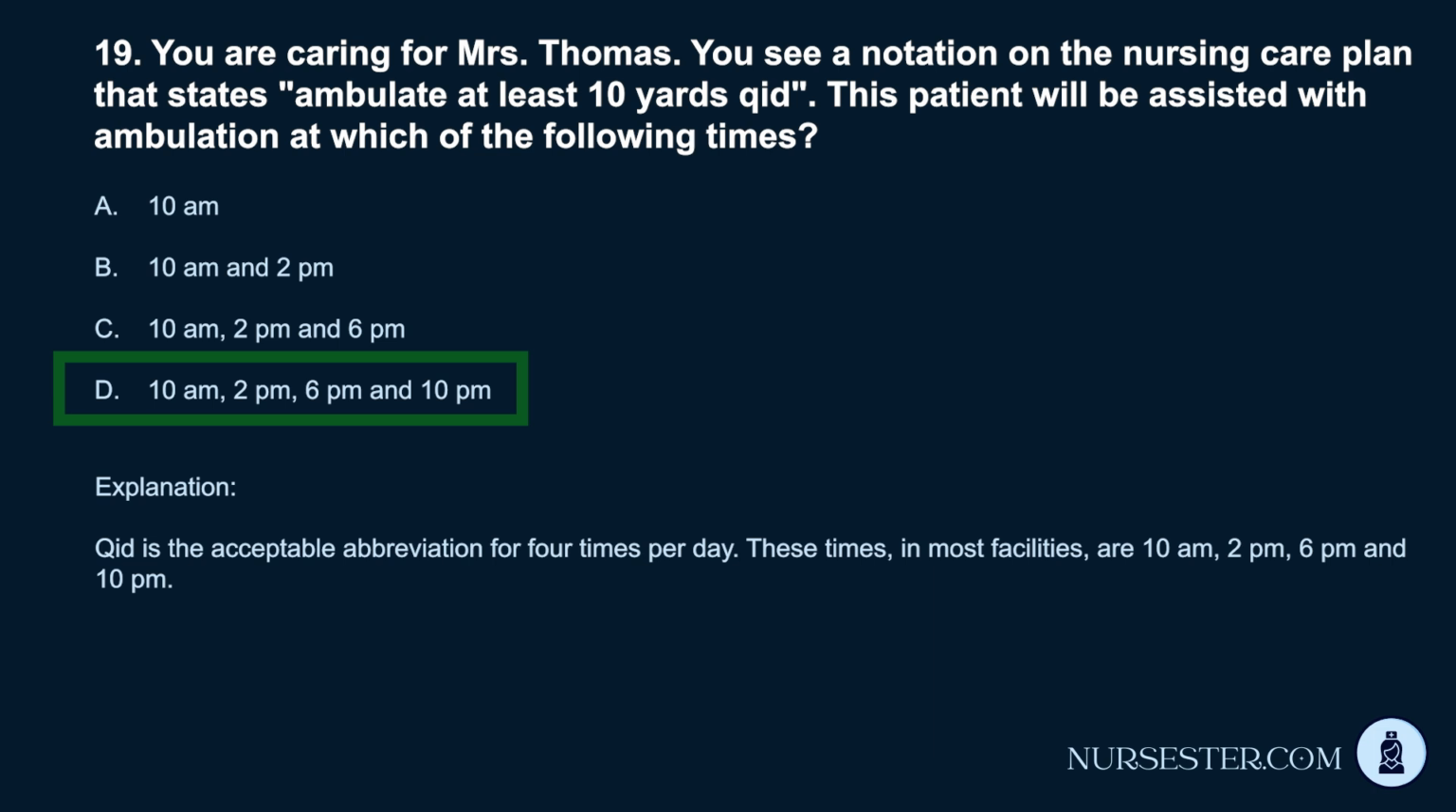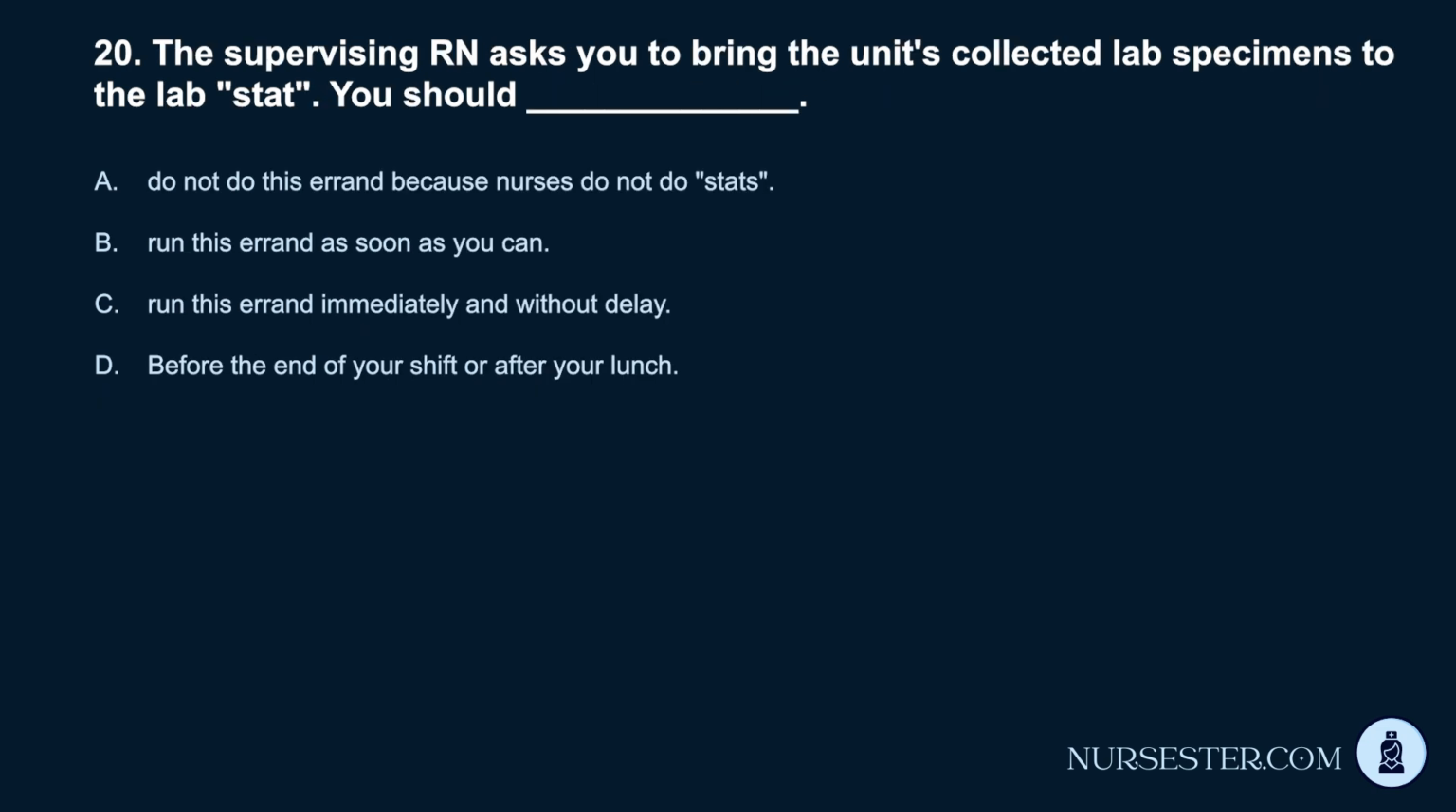20. The supervising RN asks you to bring the unit's collected lab specimens to the lab stat. You should underscore. A. Do not do this errand because nurses do not do stats. B. Run this errand as soon as you can. C. Run this errand immediately and without delay. D. Before the end of your shift or after your lunch.